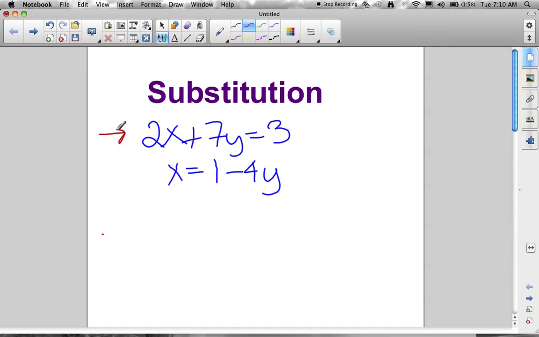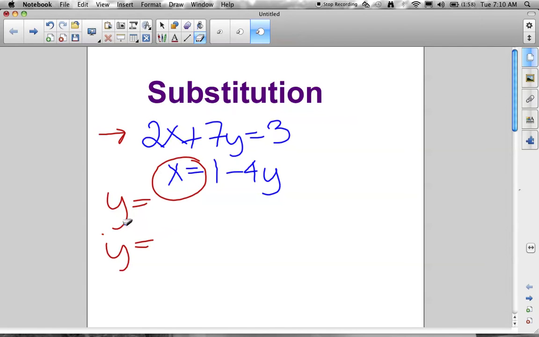If you notice, this first equation here is not rearranged in y equals like the other one was. In our first problem in the last video, it was y equals and y equals. But we don't have that this time. We only have one x equals, which is great because we can still substitute this into our first equation here. And that's exactly what we're going to do.